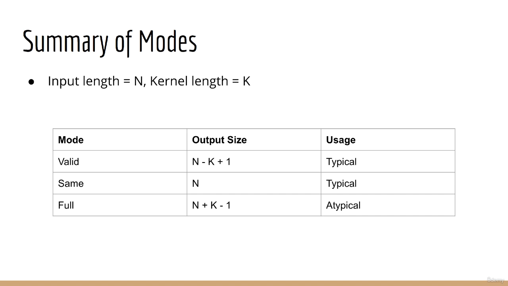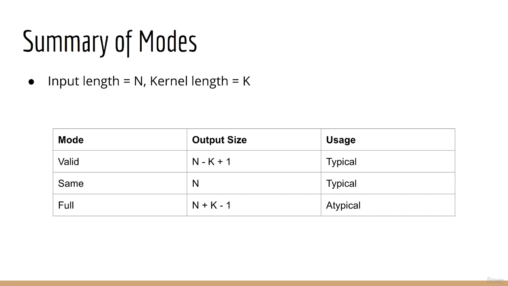To summarize the three modes of convolution, let's look at this table. The first one we discussed was called valid convolution. This applies when the kernel can only touch the original input image. The output size is n minus k plus 1. The second one we discussed was called same convolution. In this scenario, we add some padding, just enough so that the output size is the same as the input size, n. The third mode we discussed is called full convolution.